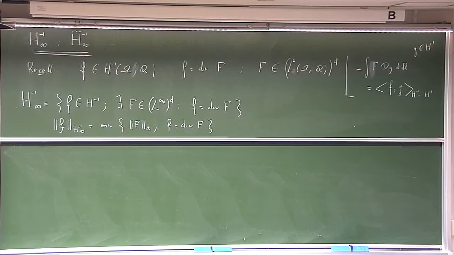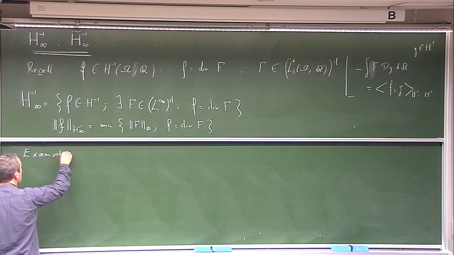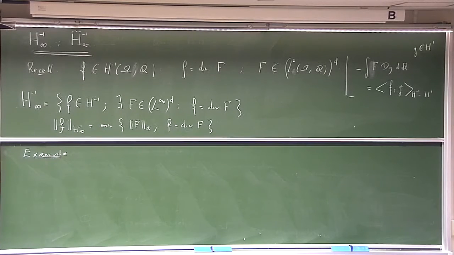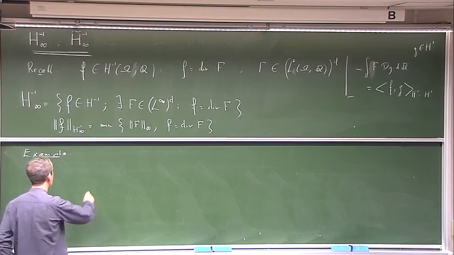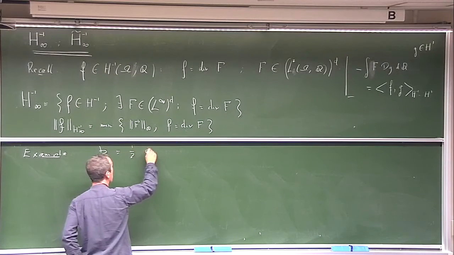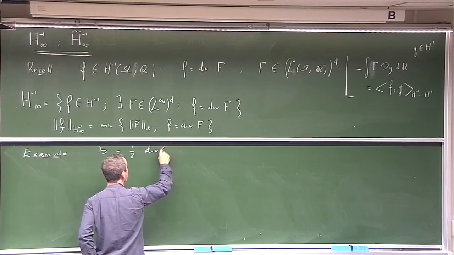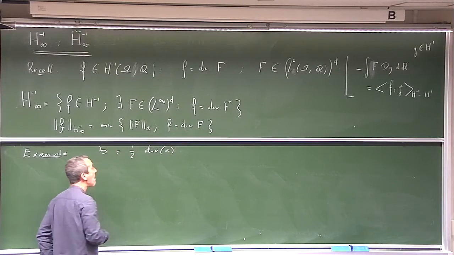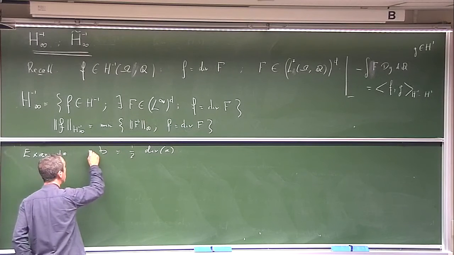A typical example of an element in H minus 1 infinity is a drift term in the SDE. So this B, which is one half of the divergence of A, let's say in a direction E.